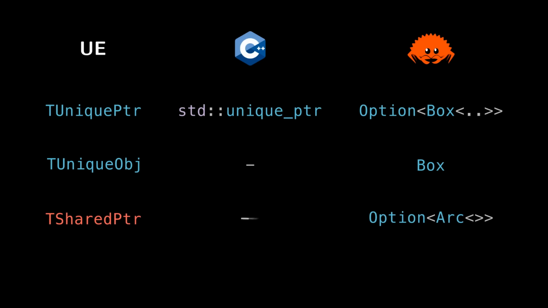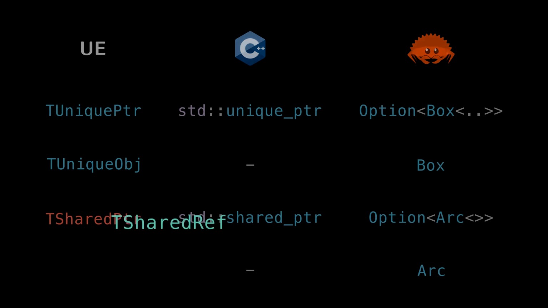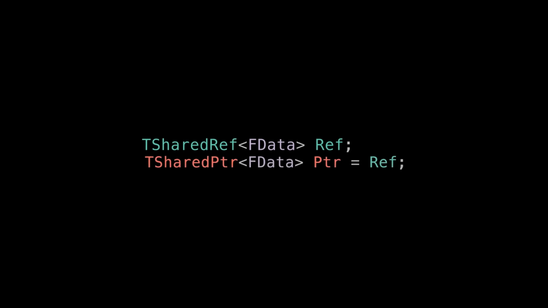And rounding out this smart pointer library is a type that I very much like, more than shared pointer anyway. It's called shared ref, and kind of like unique obj, it's a shared pointer that is never null. There's no standard library equivalent, but in Rust, it's a bit like plain arc, no option. So let's see what this type is all about. It's designed to interoperate with shared pointer wherever possible, but provide stronger guarantees where they're available. So if I have a shared ref called ref, I can implicitly convert that to a shared pointer.